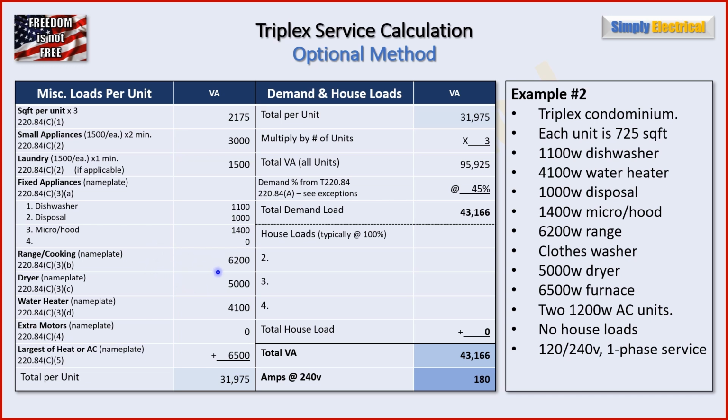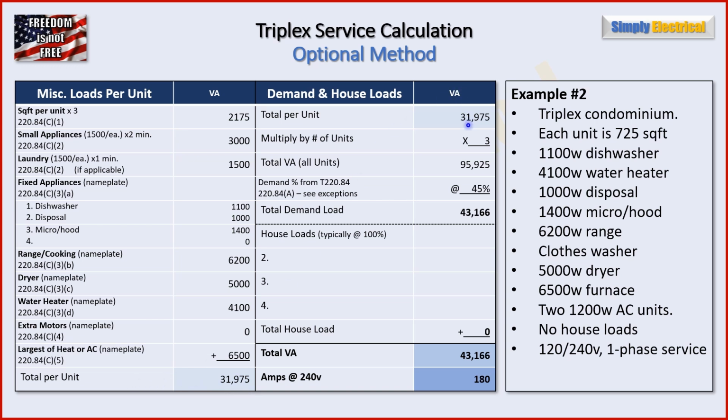Cooking, we have a 6200 watt range. We have a dryer at 5000. We have a water heater at 4100. We don't have any extra motors. And then the largest of our heat and AC, our heat is 6500 watts for a furnace. And then we have two 1200 watt AC units. So the furnace is the largest, 6500. Add all these together, 31,975 for our total per unit.